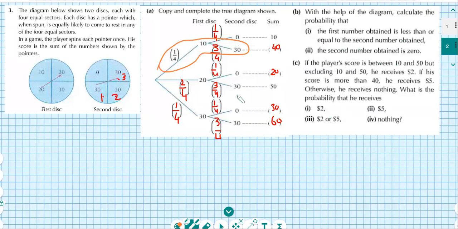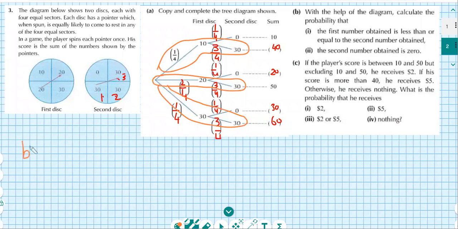Similarly, 20 is less than 30, so this branch fulfills the condition. 30 and 30 is an equal branch. So there are three branches which fulfill this condition. So we will add their probabilities. First of all, we get the individual probability of each branch. So it will be 1 over 4 multiplied by 3 over 4 for this.